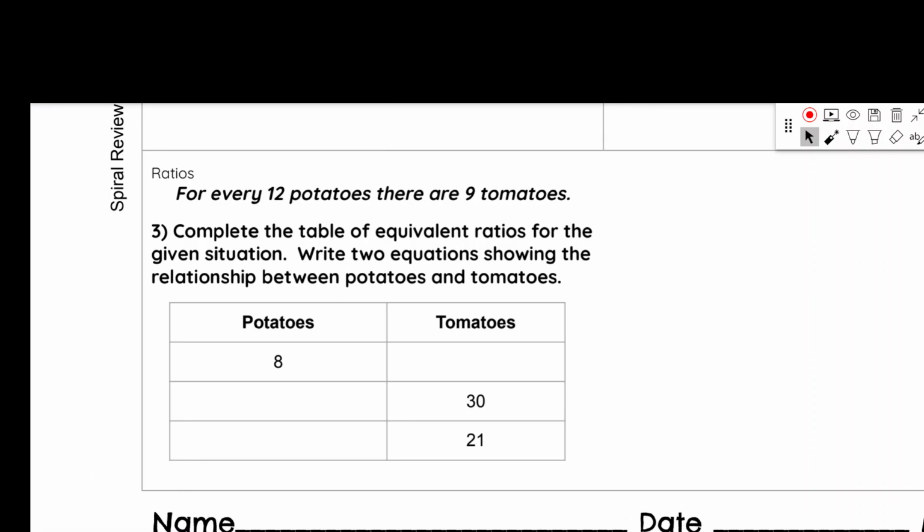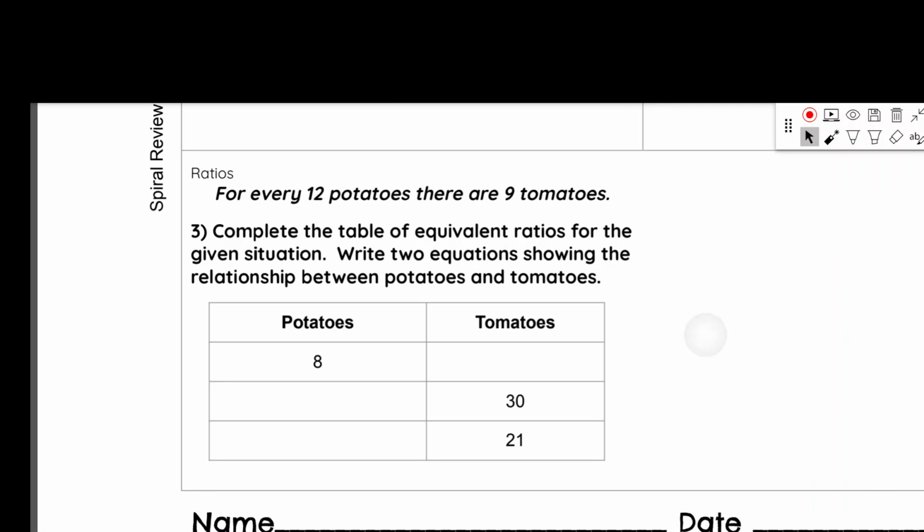All right, must be harvest season. Looking at potatoes and tomatoes. For every 12 potatoes, there are 9 tomatoes. Complete the table of equivalent ratios for the given situation. Write 2 equations showing the relationship between potatoes and tomatoes. And I know I'm saying those kind of funny, but hey, it is what it is. All right, so 12 potatoes, 9 tomatoes.